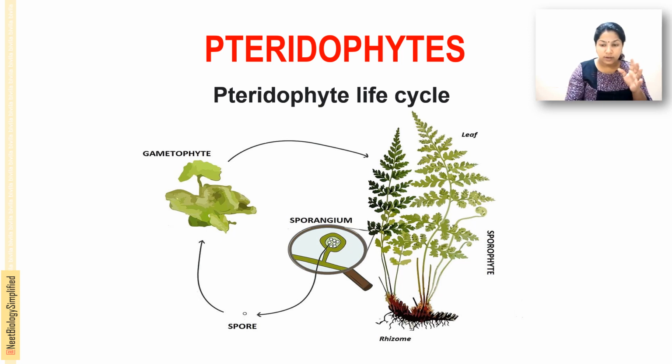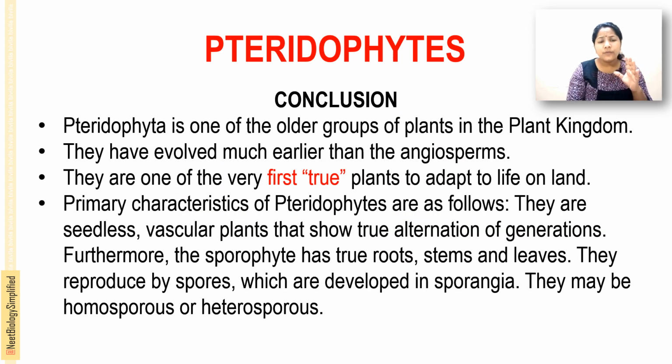Next, as a conclusion, let's say Pteridophyta is one of the older groups of plants. Before the flowering plants arose, they dominated our landscapes and the plant kingdom, and they evolved much earlier than the angiosperms. They are actually the first true plants to adapt to life on the land. The primary characteristics of pteridophytes: they are seedless vascular plants, and they show alternation of generation in the life cycle. Furthermore, the sporophyte has true leaves, stems and roots.